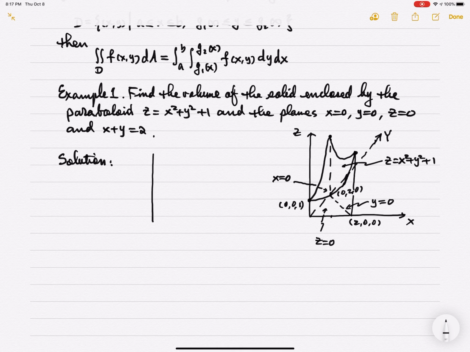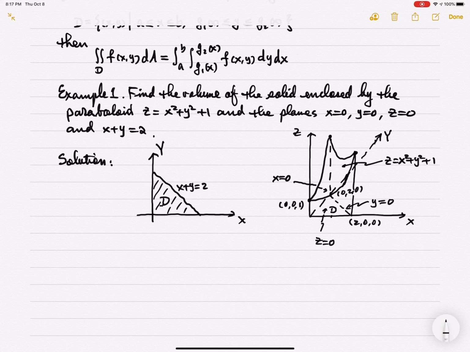So this is the x, this is the y, and this is x plus y equals 2. So this is D, okay? This is the planar region. D is at the bottom. Okay, so that's like this.